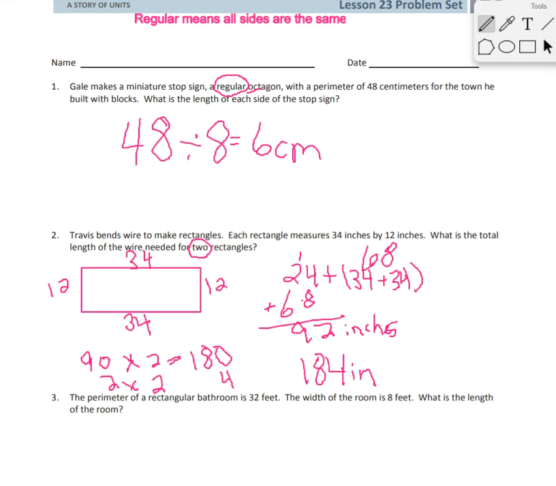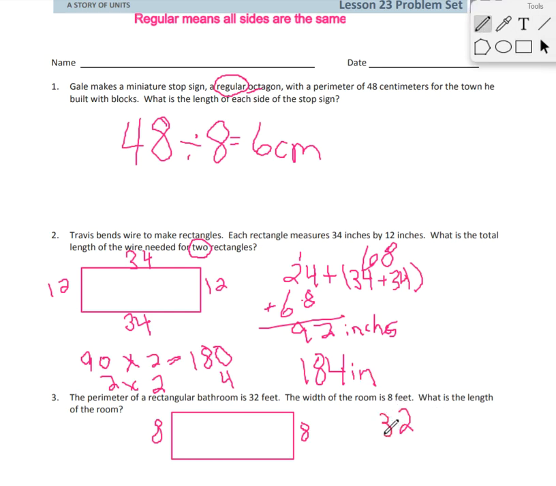All right, let's look at problem 3. The perimeter of a rectangular bathroom is 32 feet. The width is 8 feet. What is the length of the room? So I know 2 of my sides, and I know that they come together with 2 other things added to make 32. So the first thing I'm going to do is take away my width.